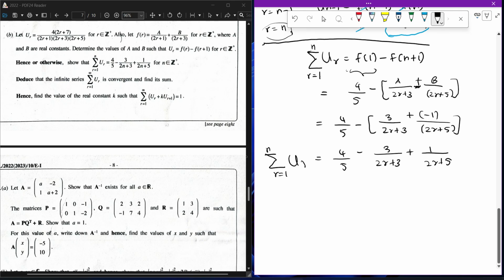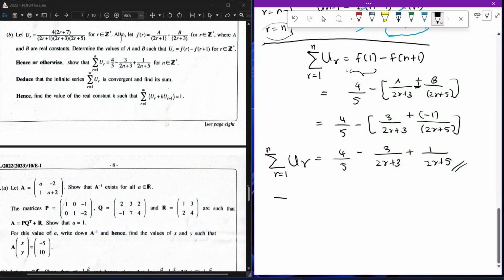So we almost come to the end of getting the final answer. Now what we are left with, we cannot further simplify this. We don't need to simplify this further. So now we need to find the limit.